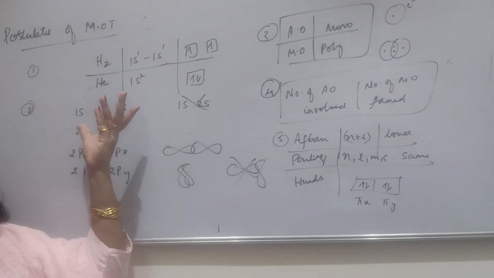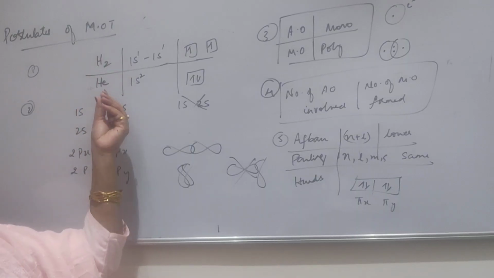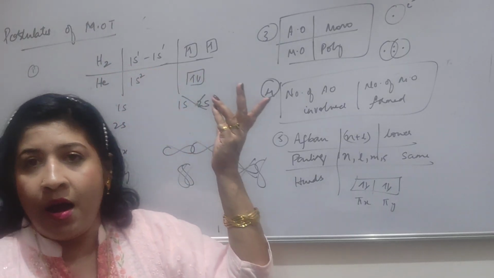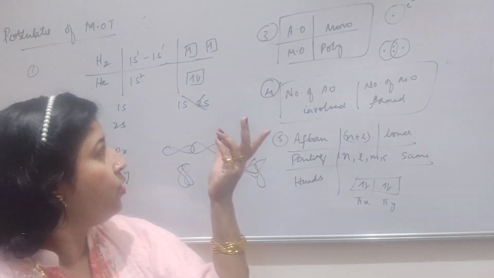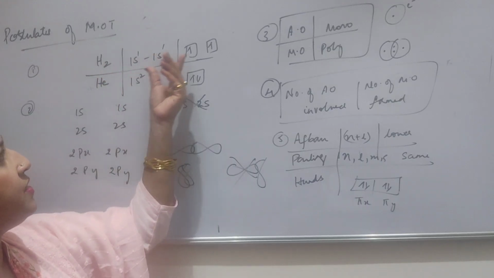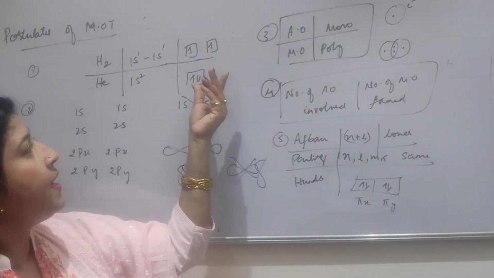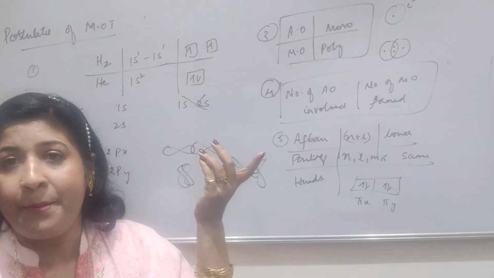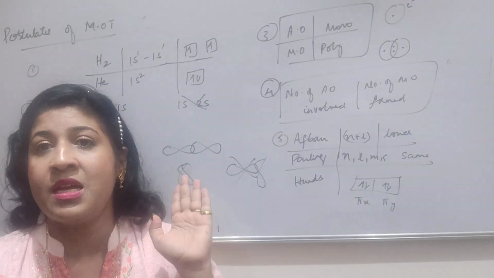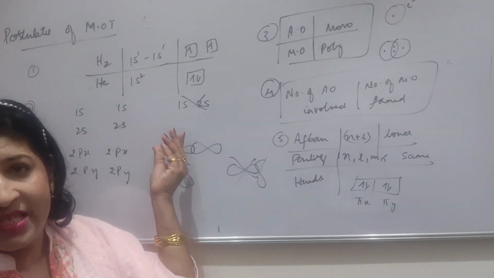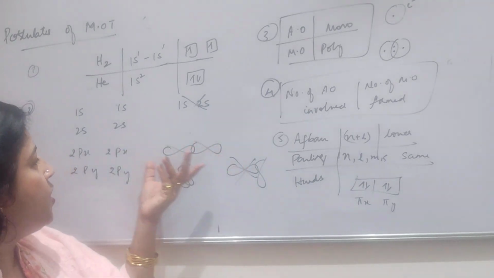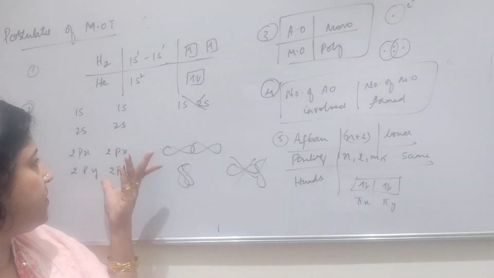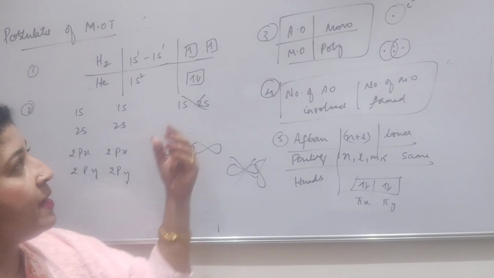Now, summing up the postulates of molecular orbital theory: atomic orbitals combine to form molecular orbitals, wherein hydrogen is a molecule and helium is an atom. Whenever atomic orbitals combine, they always combine with proper symmetry and proper energy. 1s combines with 1s and 1s never combines with 2s. Similarly, 2px combines with 2px and never the vice versa.